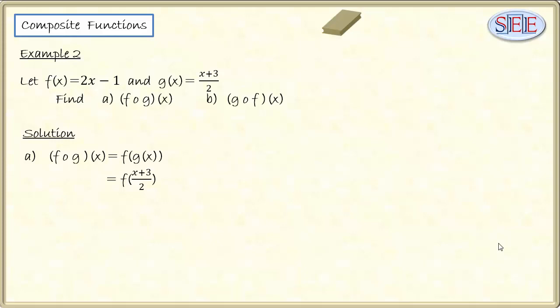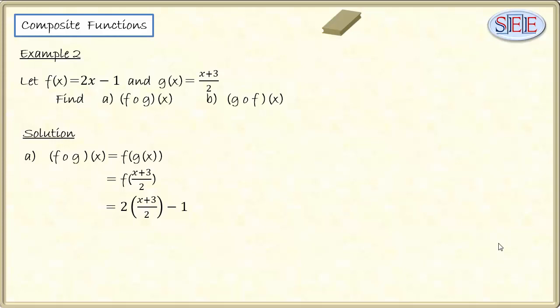So next I'll continue. I will now find f of x plus 3 all over 2. So what I will simply do now, I will go to the formula for the function f. Anywhere I have x in the function f of x, I will replace it by x plus 3 all over 2. So the formula for the function f says 2x minus 1, meaning 2 multiplied by x then minus 1. So I'm replacing that x by x plus 3 all over 2. So I'm going to have 2 into x plus 3 all over 2, then minus 1.